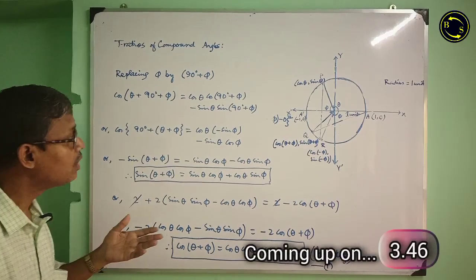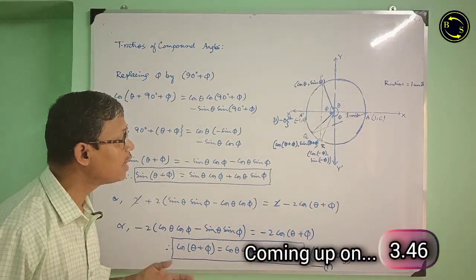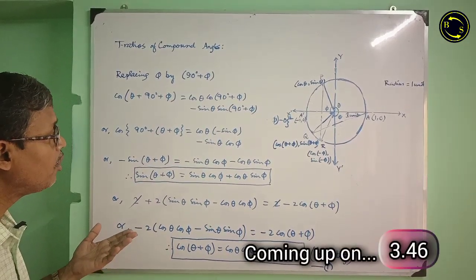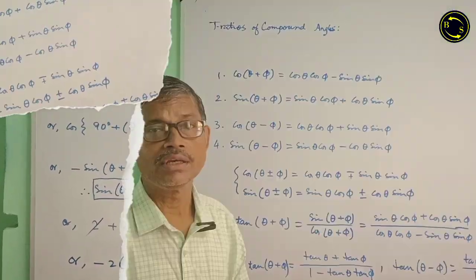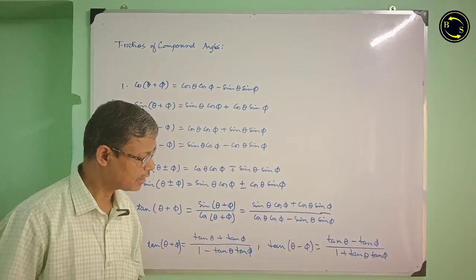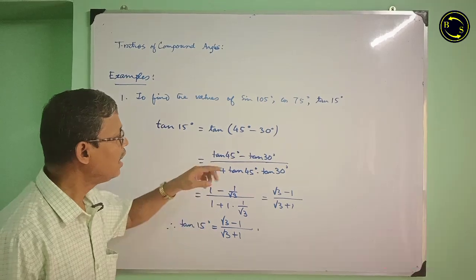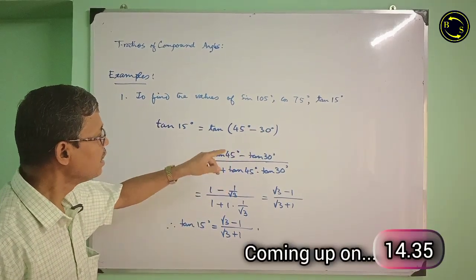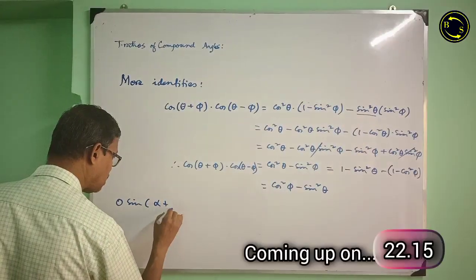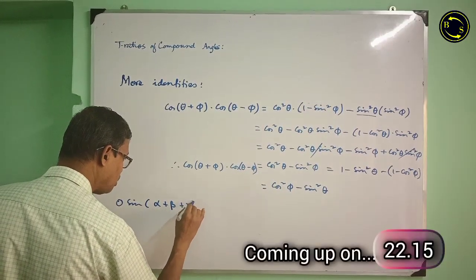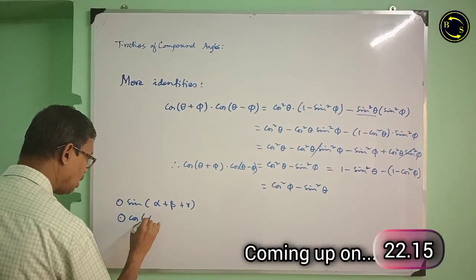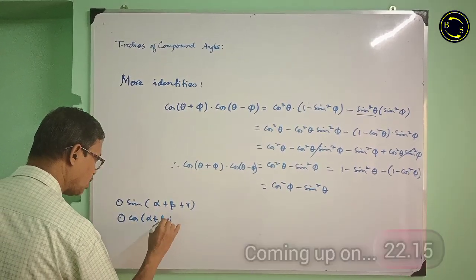General theta and phi. That means theta may be acute, theta may be obtuse, phi may be acute, cos of theta minus phi, and tan of theta minus phi. We have written that angle as difference of two angles, that is 45 degree and 30 degree, and alpha plus beta plus gamma, cos of alpha plus beta plus gamma.